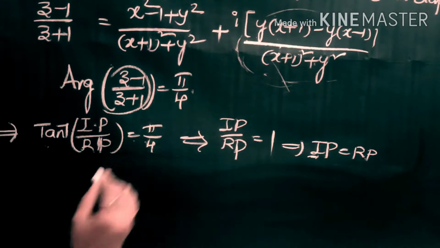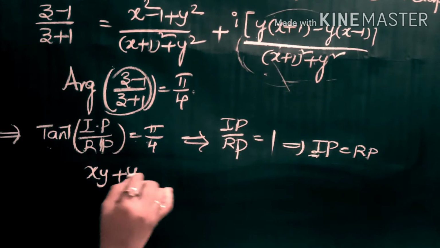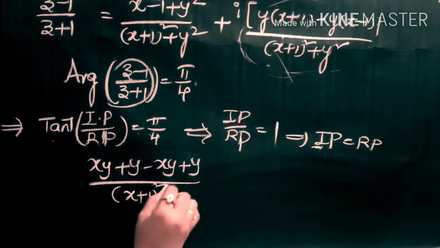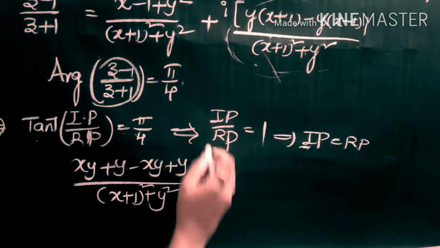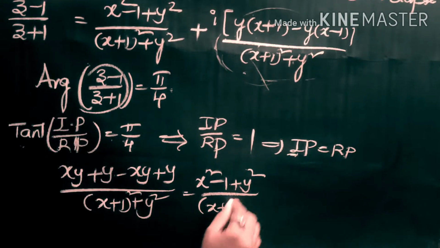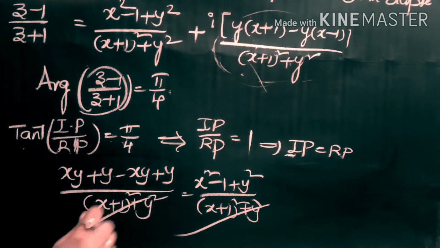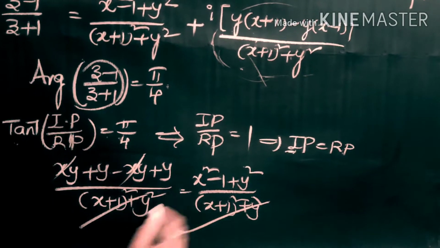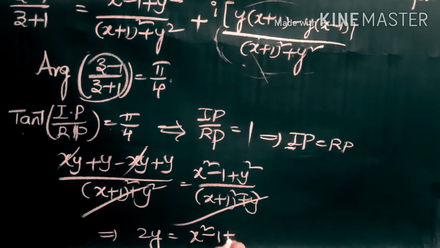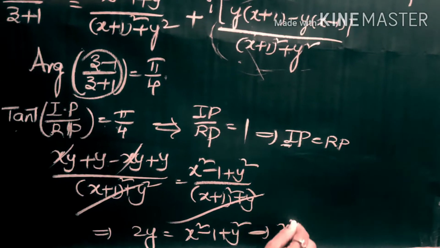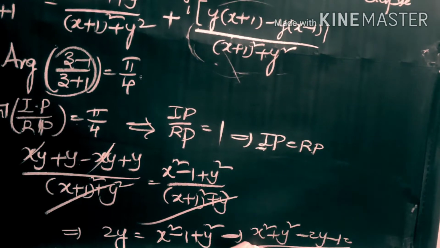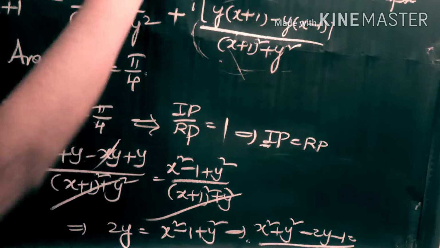Now taking the imaginary part: xy plus y minus xy plus y, over (x plus 1) whole square plus y square, is equal to the real part. What is the real part? (x square minus 1 plus y square) over (x plus 1) whole square plus y square. Now the denominators get cancelled, and xy gets cancelled. What remains is y plus y, 2y, equal to x square minus 1 plus y square, that is x square plus y square minus 2y minus 1 equals 0, which is the equation of a circle. So the answer is the second option.